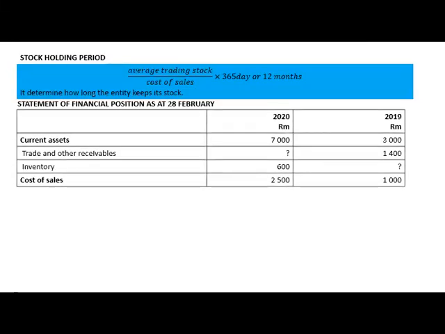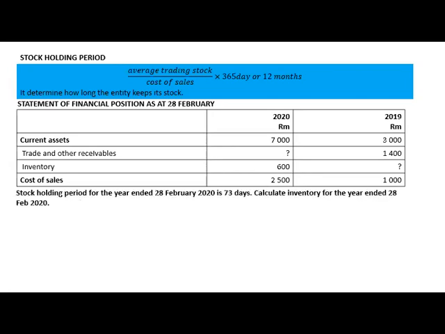In the next example, we have inventory for 2020, but we don't have inventory for 2019. So they need to give us something here. So they're giving us our stock holding period. They're just saying a stock holding period for the year ended 2020. So they're not saying we expect closing stock on the 28th of February 2020 to hold on to it for 73 days. They're not saying that. They're just saying stock holding period is that. In general, that is stock holding period. And this is where you are going to use your average inventory or your average trading stock.